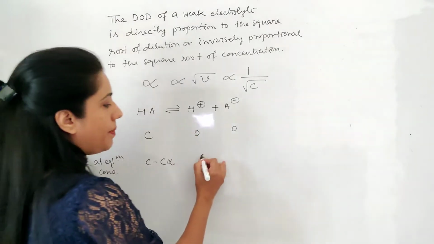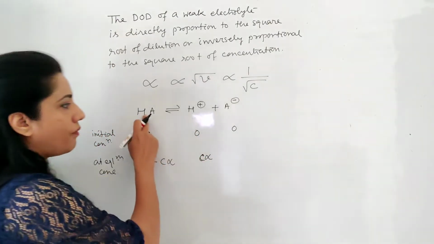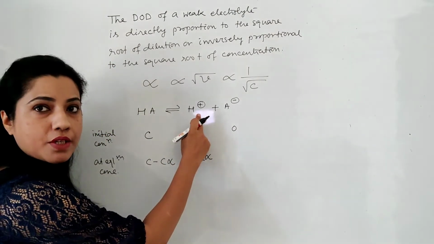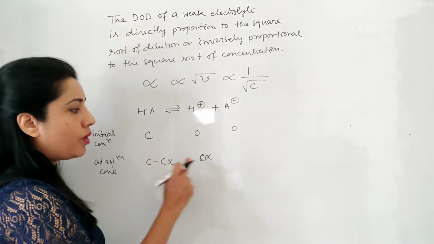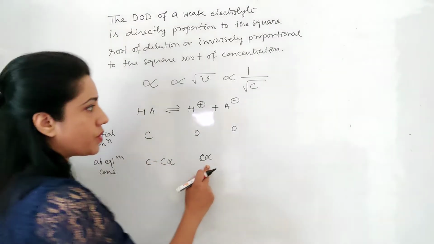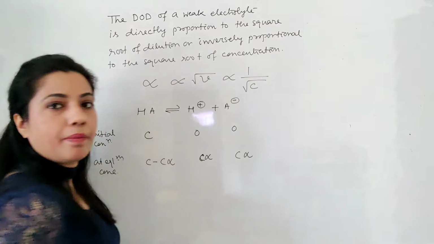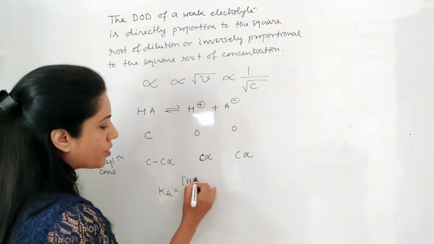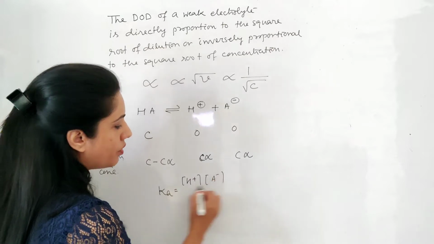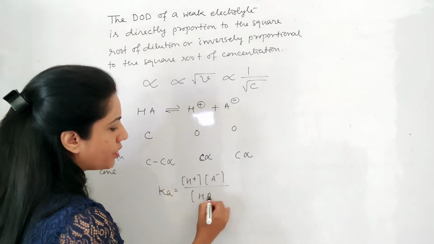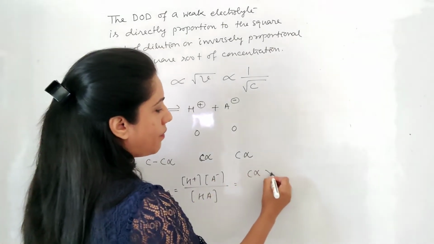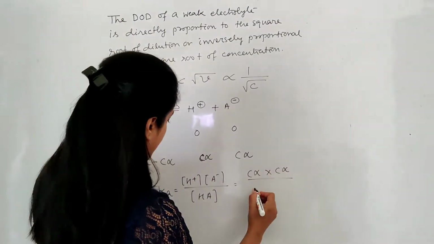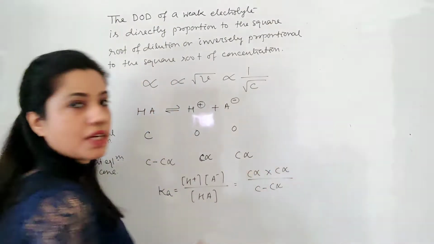Concentration of H plus will be C alpha, because from 1 mole, 1 mole of H plus is dissociated. So from C mole, C alpha mole of H plus will be dissociated, and A minus also will be C alpha. Now try to write down the equilibrium constant, which is concentration of H plus into concentration of A minus divided by concentration of HA. This is C alpha into C alpha divided by C minus C alpha.